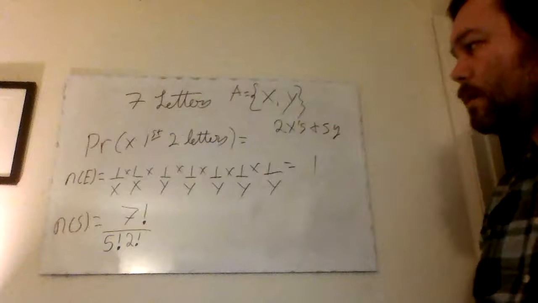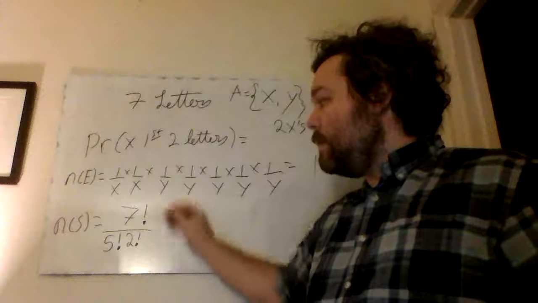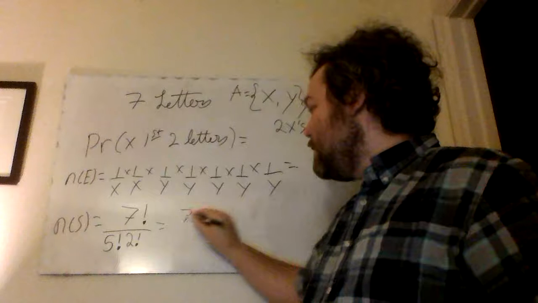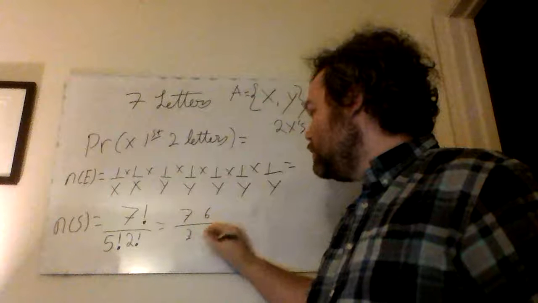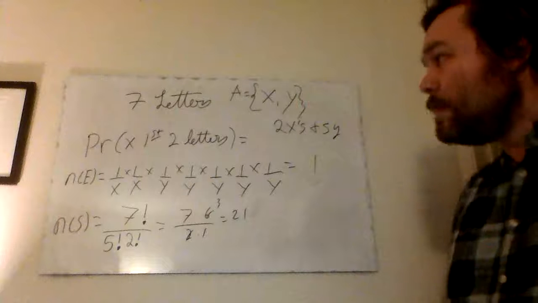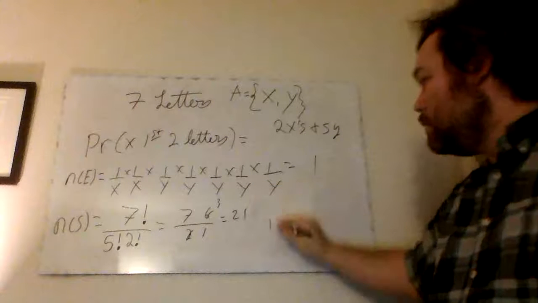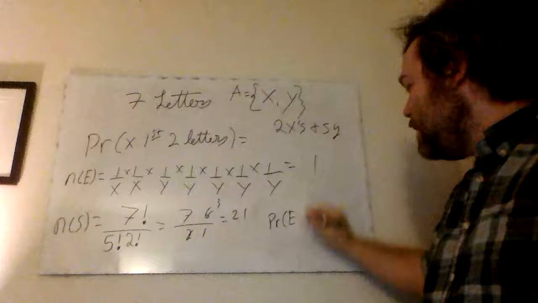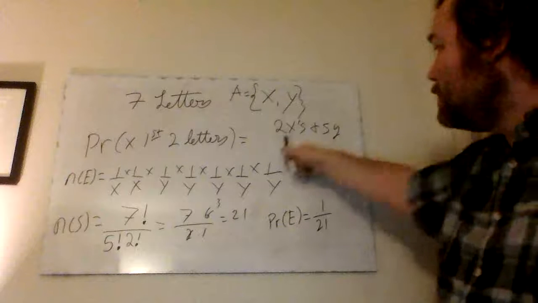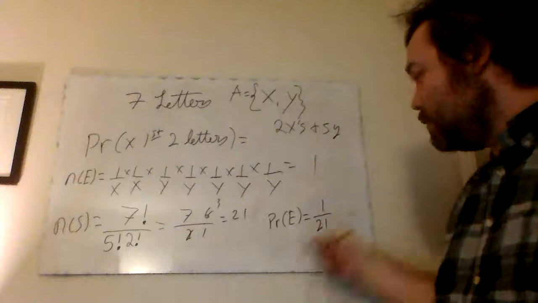Alright? So this is how much I overcounted, and this is if I just treated them all unique. Okay? So what's that? That's 7 times 6 over 2 times 1, 3, 21. Okay? So the probability of this event occurring turns out to be 1/21. Okay? And I apologize I didn't set this up before. It slipped my mind because I didn't rehearse this before.